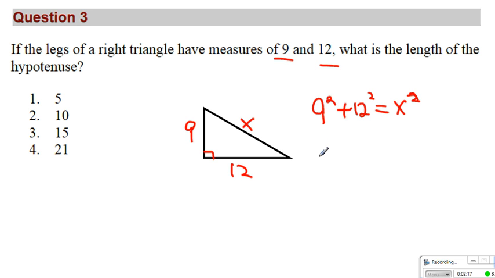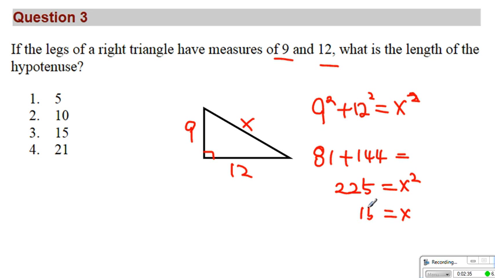Now once you calculate this, it becomes 81 plus 144, and here we end up getting 225, which must be equal to x squared. And of course, when you take the square root on both sides, x must be equal to 15. So therefore, our answer is choice number 3.